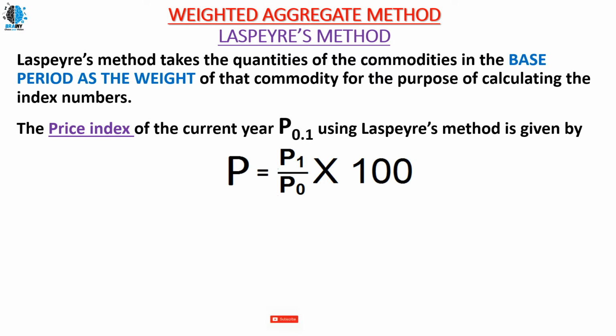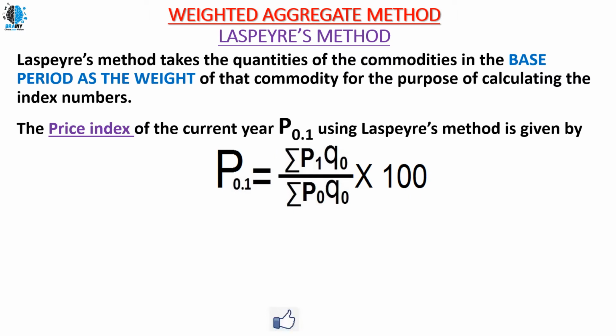If you remember, this formula is our price relative formula. Price relative is P equals P1 by P0 into 100. To this formula just add something. What are we adding? We are adding summation Q0, summation Q0 up and down, at the numerator and at the denominator. This is the additional thing we add to our price relative, so that this formula changes to the Laspeyres method.